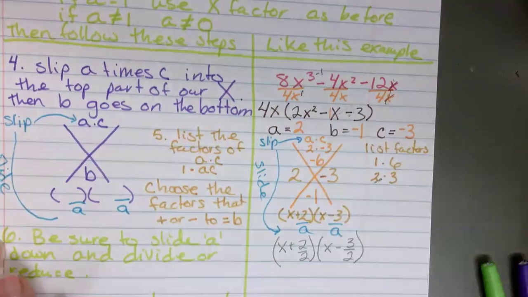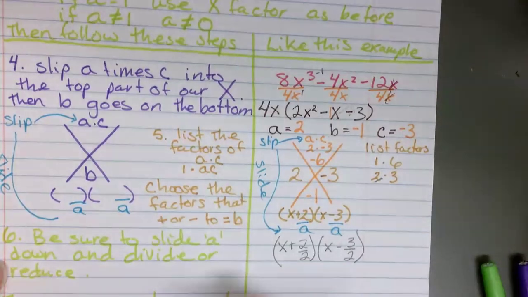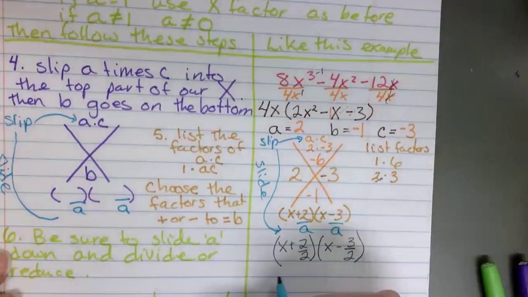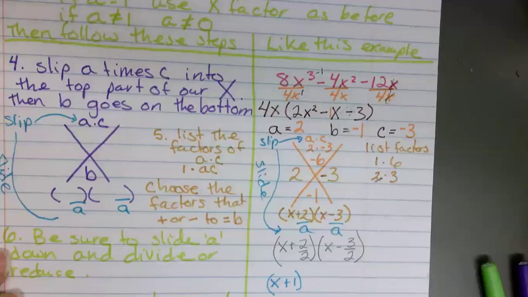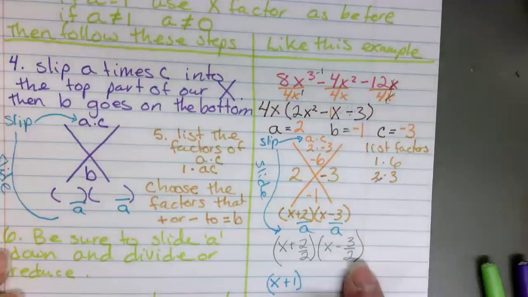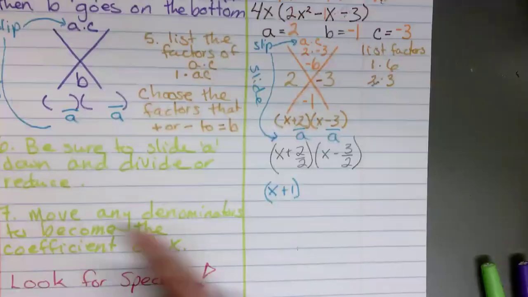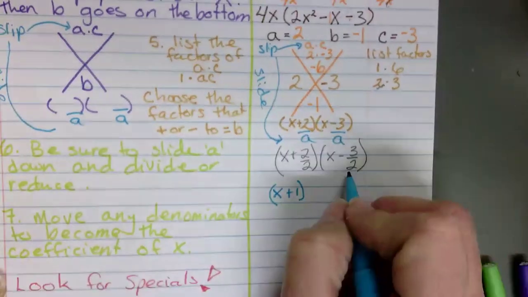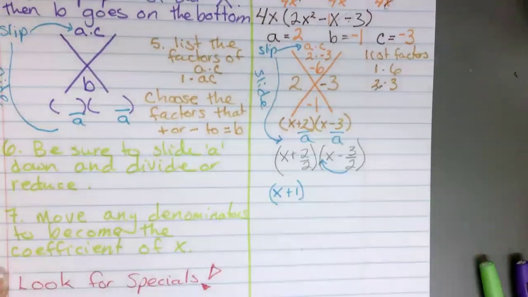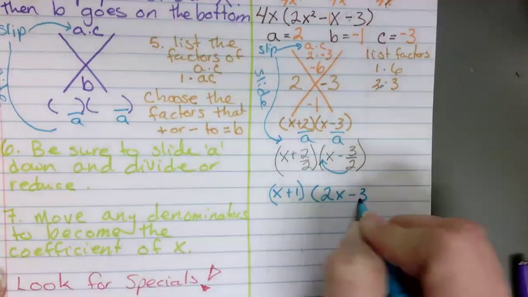So step 6 says, be sure to slide A down and divide or reduce. So 2 divided by 2 is 1. So this ends up being x plus 1. And then this one, I cannot reduce it, I cannot divide it. So let's go to step 7. It says, move any denominators to become the coefficient of x. So I'm going to move this denominator, the 2, to become a coefficient of x. That'll give me 2x minus 3.